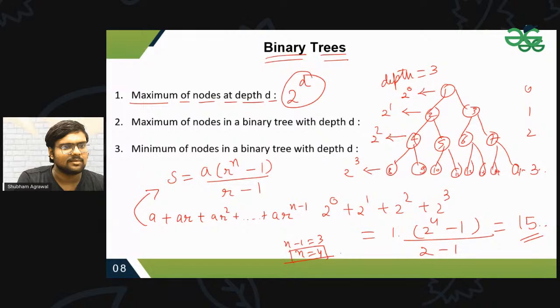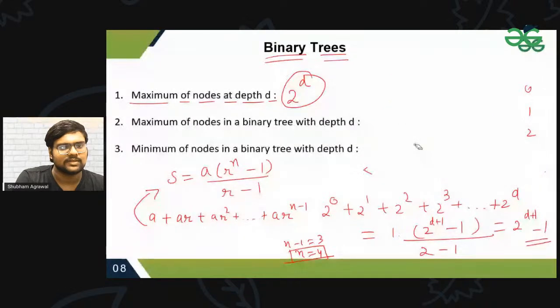So the maximum number of nodes in a binary tree at depth d, if we generalize this, with levels up to 2 to the power d, will be 2 to the power d plus 1 minus 1. So this will be the generalized result. Let me write it here. Yeah, the generalized result is 2 to the power d plus 1 minus 1.